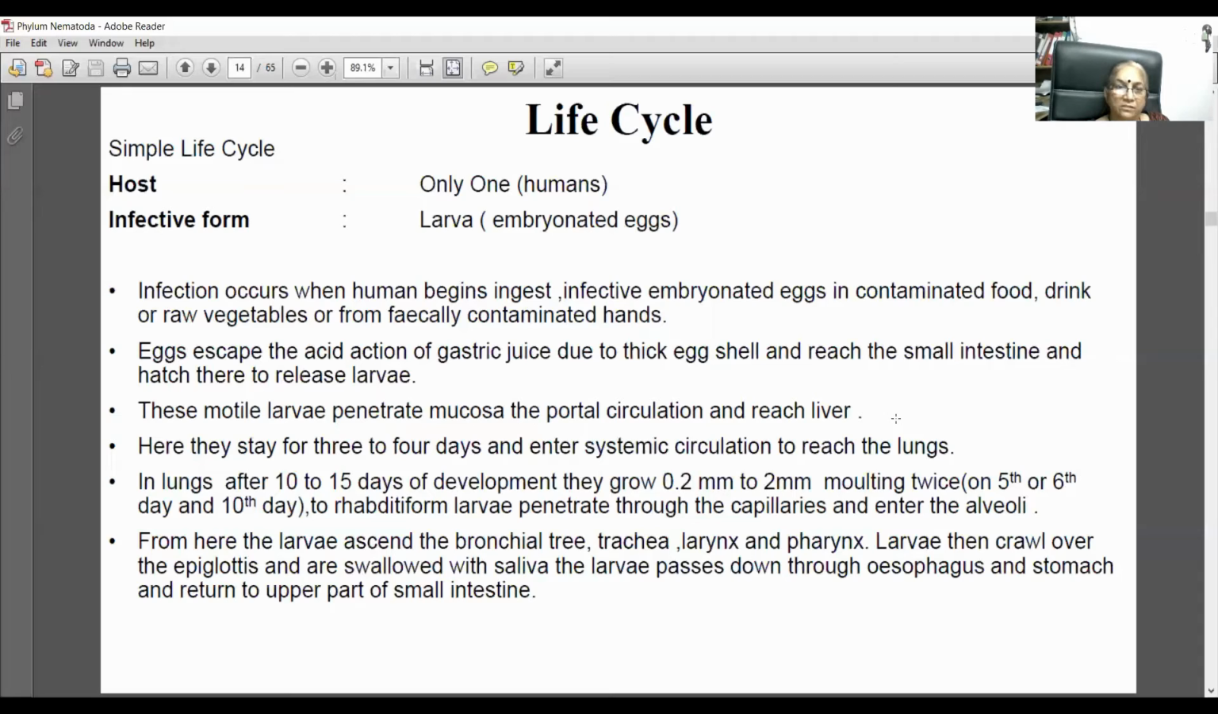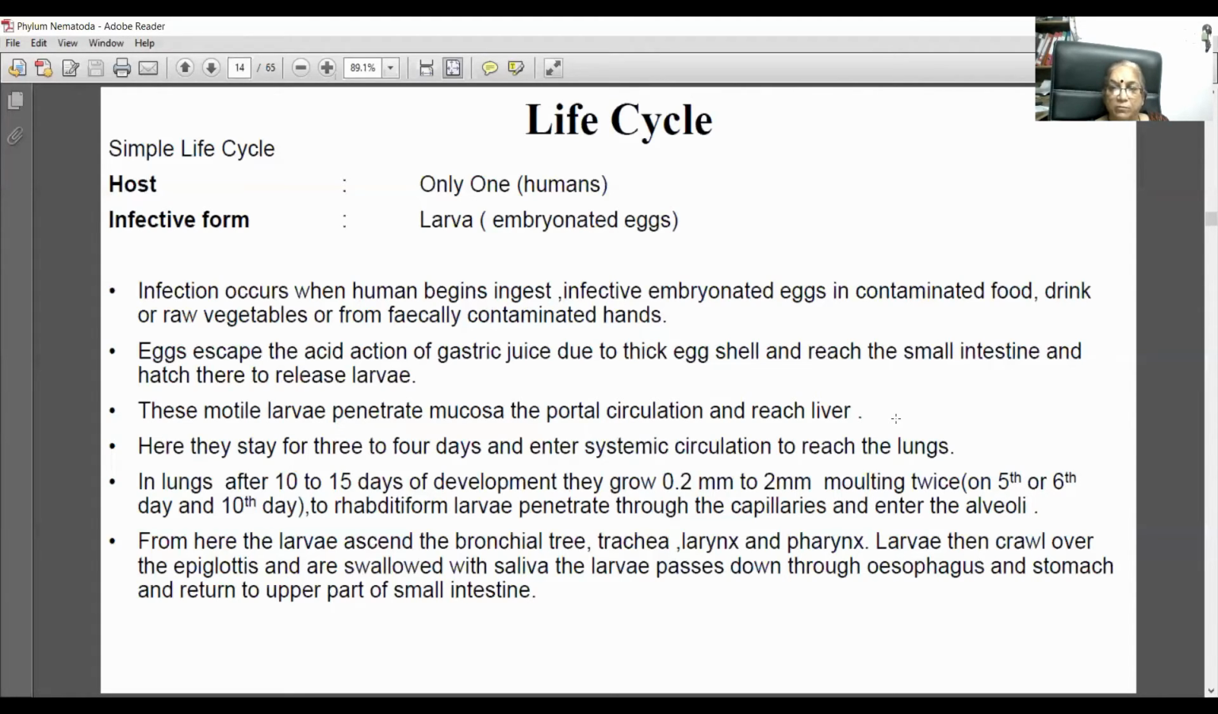Once they reach the lungs, they are going to stay there for 10 to 15 days. They will develop there and become 0.2 mm to 2 mm after molting twice on the 5th and the 10th day. Here in the lungs, they get converted from the motile larva form to the rhabditiform larva. And this rhabditiform larva will penetrate through the capillaries and enter the alveoli.